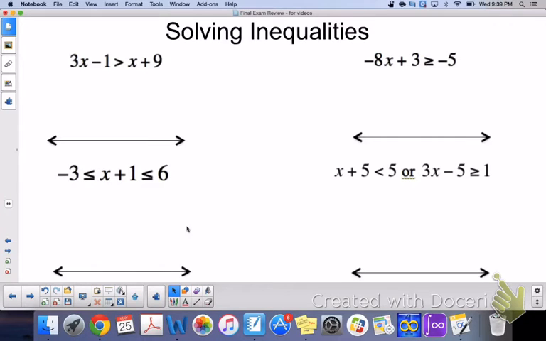All right, with solving inequalities, the biggest thing to remember is that when you multiply or divide by a negative, you switch the inequality. Otherwise, it's just like solving equations.